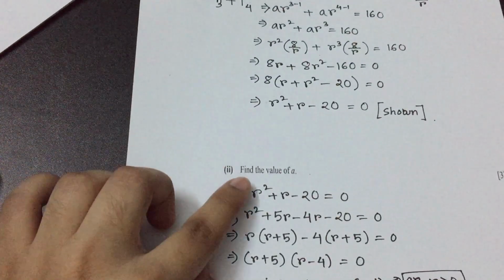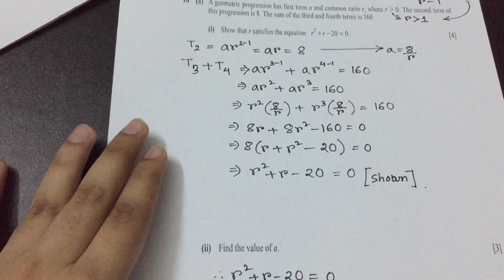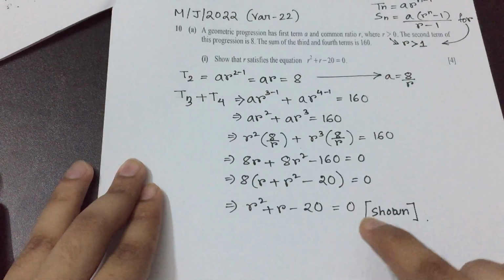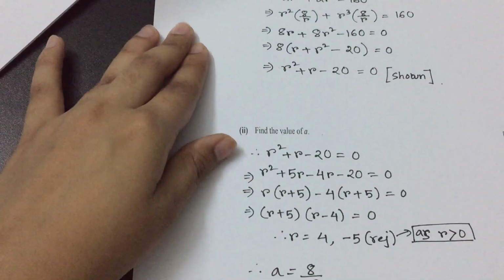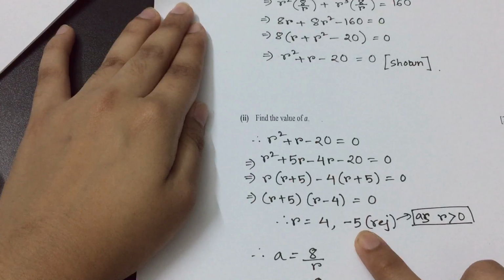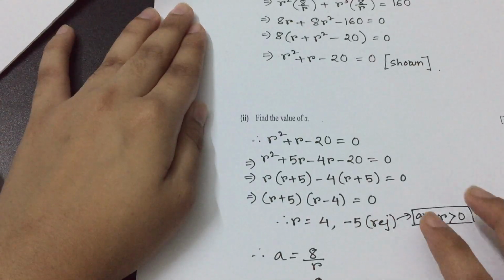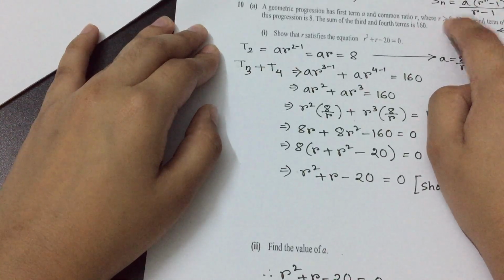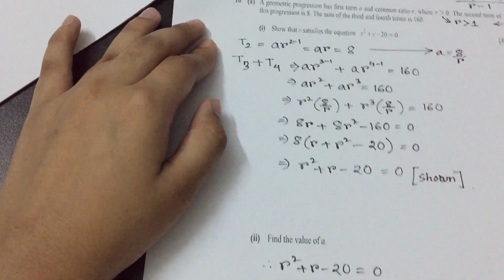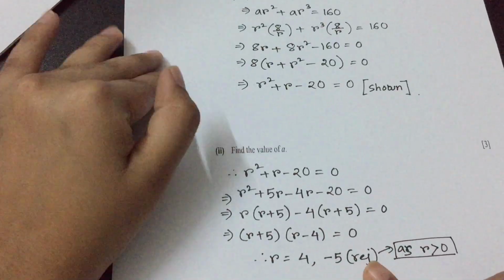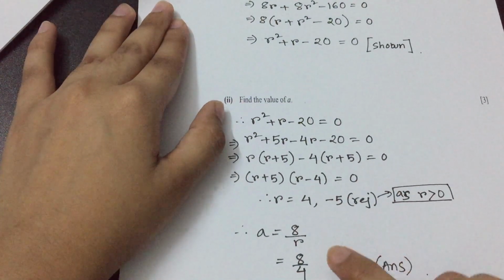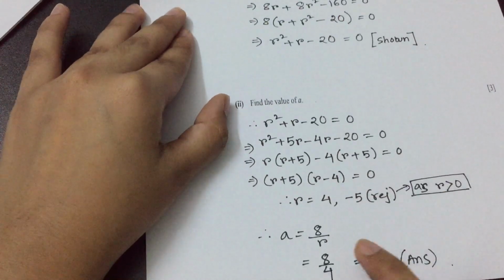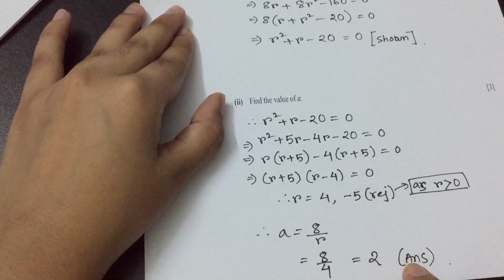Finally, we have to find out the value of a. So we know that a here is 8 by r, and before that we need r, so we have to solve this. I have solved this, and since r comes out negative, we have to reject the negative r, because in the question it says it has to be greater than 0. So we cannot accept -5. So r is 4, and finally we can just place this r here in 8 by r, and a gives us 2.